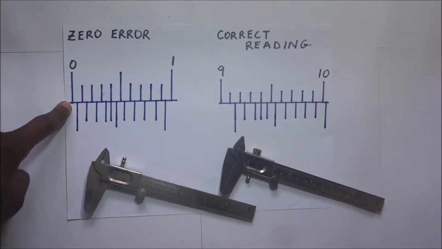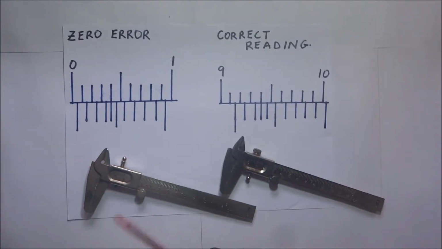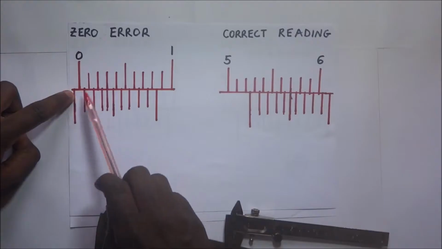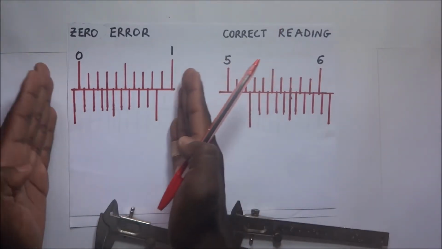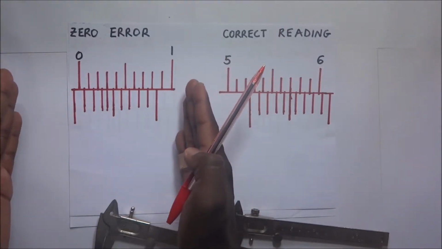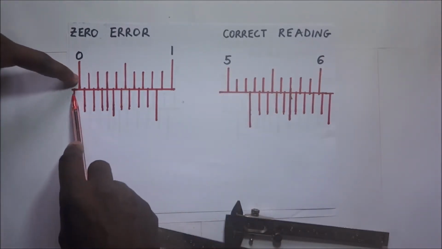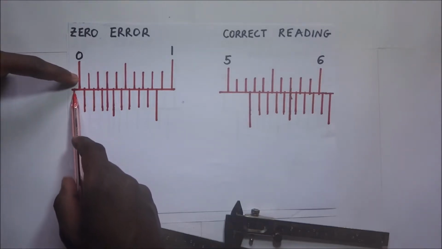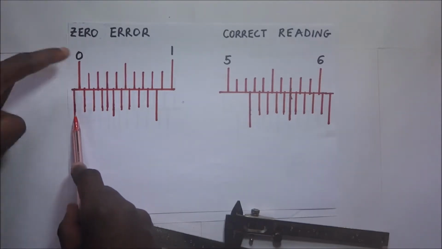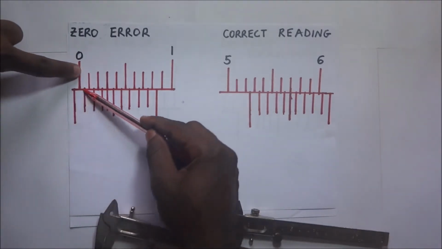Likewise, when we are talking about the negative zero error, it is when the reading is negative when the jaws are fully closed. This is how it looks like. This is the initial mark. Here, this part of the diagram is representing when the jaws are fully closed. So now when the jaws are fully closed and the zero mark is not coinciding with the first graduation of the vernier caliper, but it is such that the first graduation of the vernier caliper is in the negative direction from the zero mark. It's in the negative direction.